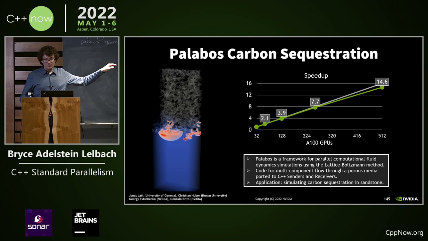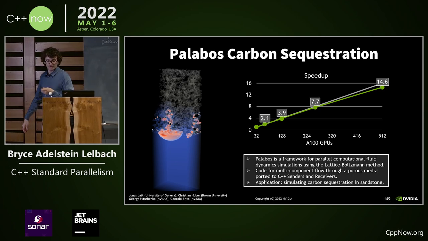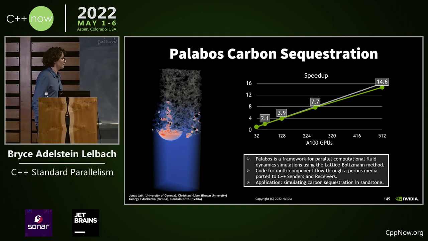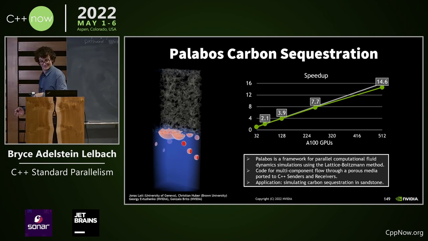And the red bubbles correspond to liquid CO2, which is injected at the bottom and travels through the sandstone because of buoyancy forces. Using our distributed GPU scheduler, we've been able to run this application at scale on up to 512 GPUs. And it looks pretty too, which always counts.